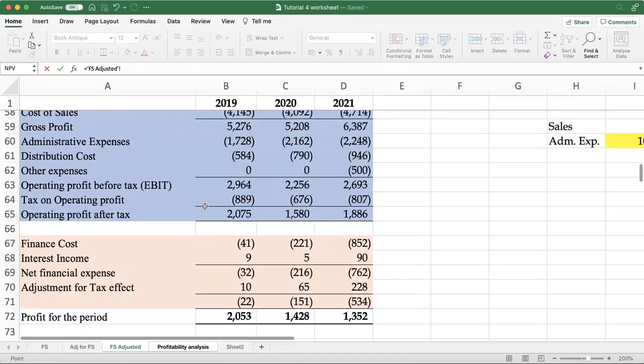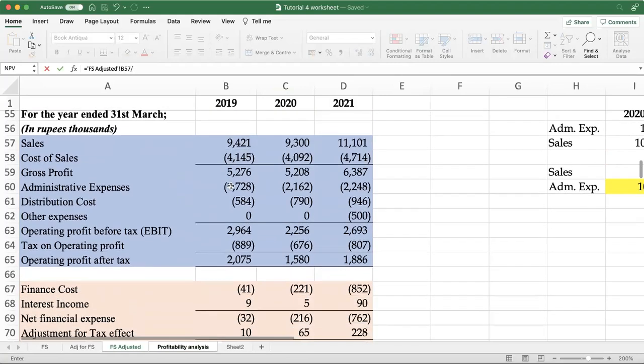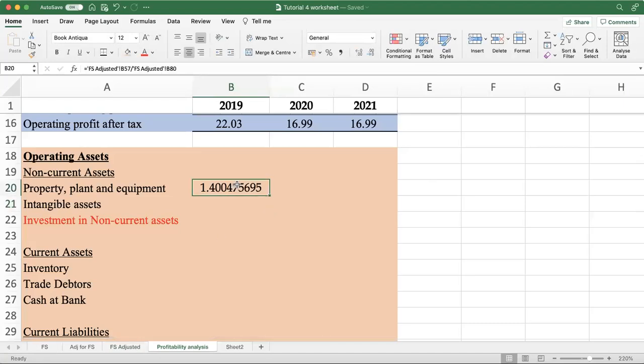So in the reformulated financial statements, sales divided by asset value, so you get the turnover. Property, plant and equipment turnover is sales divided by property, plant and equipment value.